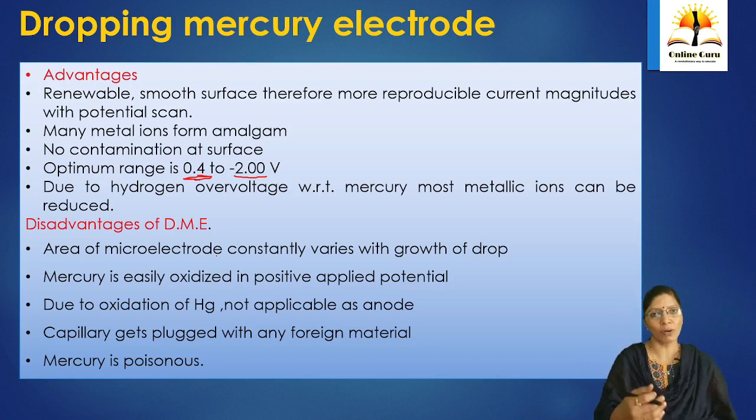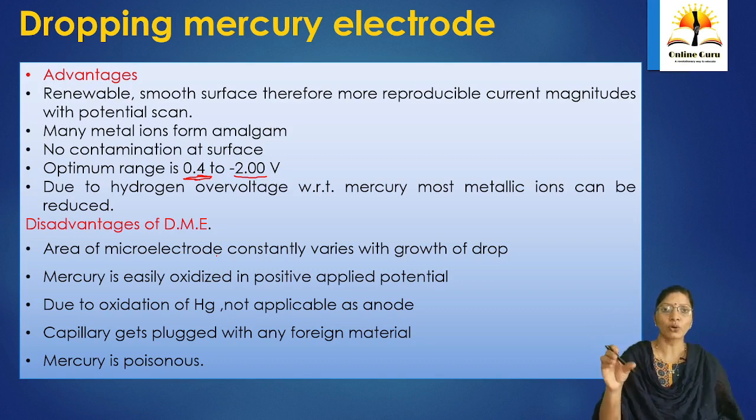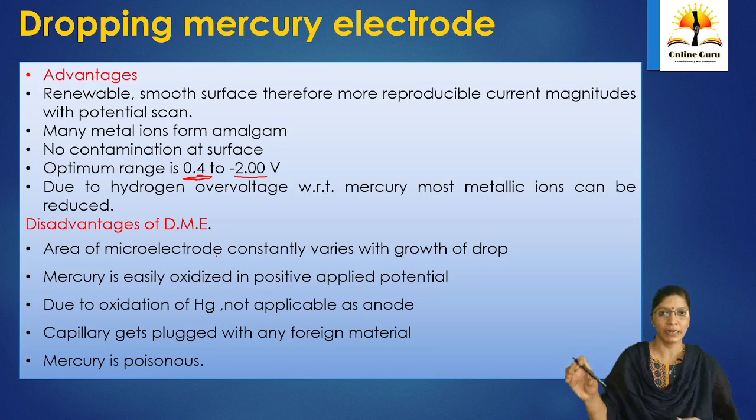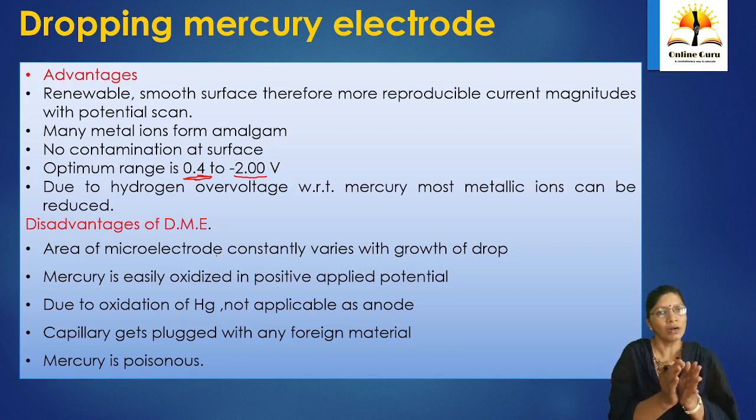Now let us talk about the disadvantages of the dropping mercury electrode. What is the dropping mercury electrode? It is a micro electrode, a polarizable electrode, where any potential we apply it can accept very easily because of its smaller size. Okay, so what is the disadvantage of the dropping mercury electrode?